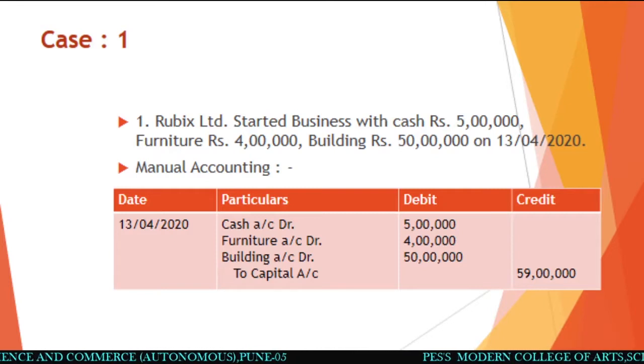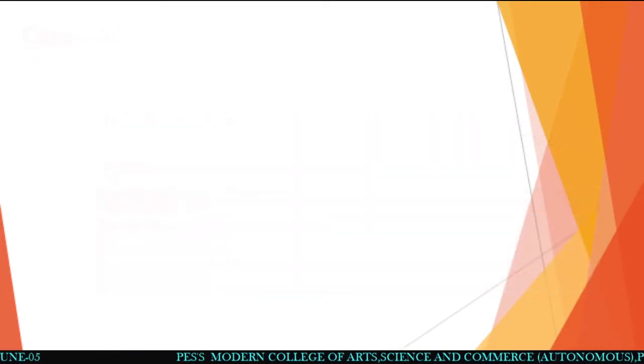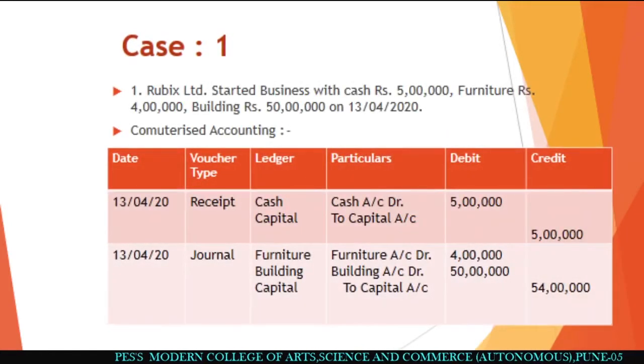This is the manual accounting in this particular transaction. How the manual accounting is done, you can see on your screen. And computerized accounting, how it is done. It is again the same thing, but you just have to bifurcate it. That is a cash account and a capital account. You have to show separately, and the furniture and building to capital you have to show separately.